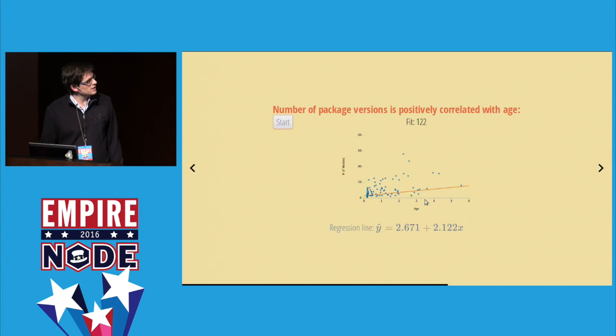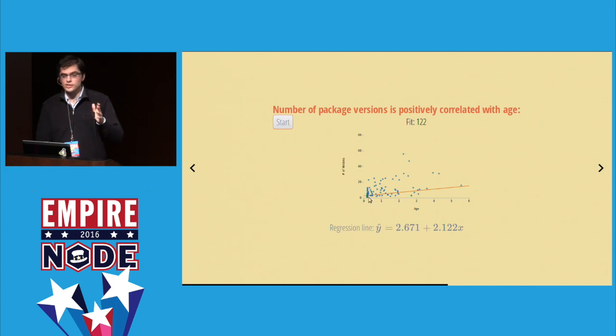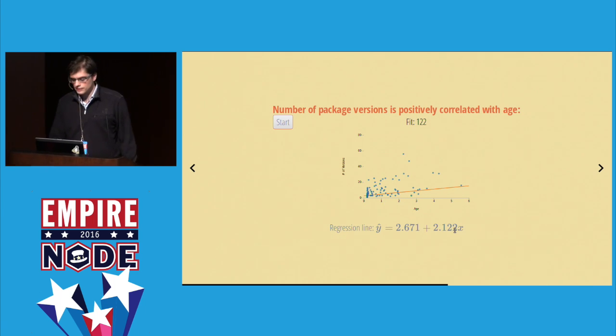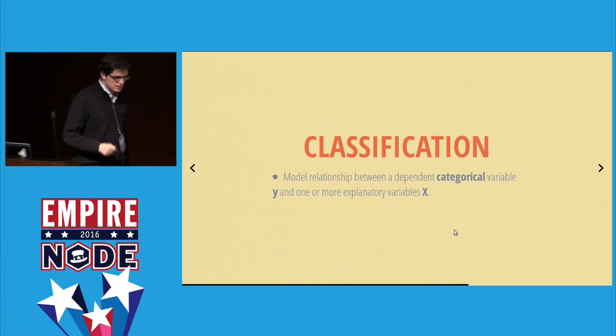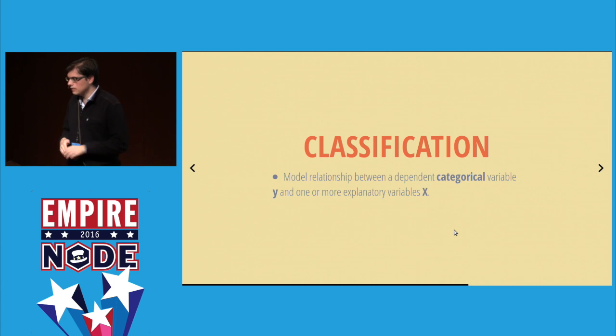And if we were to interpret this, it seems that a package that is a year older than another one should on average have 2 more versions on npm. If this was the true value, which it probably isn't. But that's an example for a very simple regression problem, right? Now let's look at the classification example.